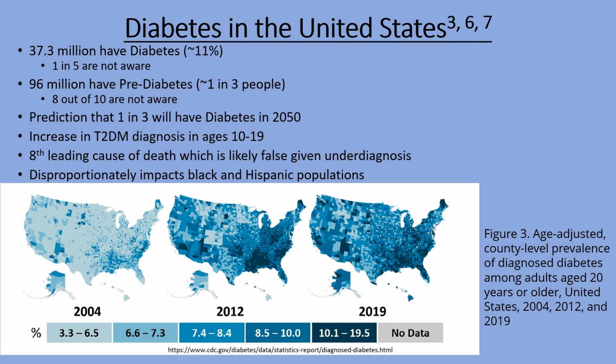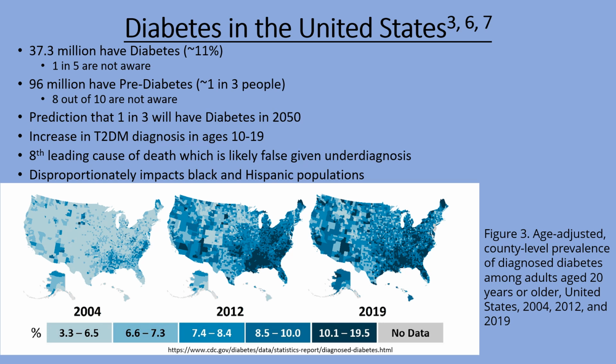All of these statistics are very concerning, and if we stay at the current rate and current trend, 1 in 3 people in the United States will have diabetes in 2050. Sadly, there has also been an increase in type 2 diabetes diagnosis in the 10 to 19-year-old age range demographic, which is concerning because diabetes has historically impacted middle and older aged adults.